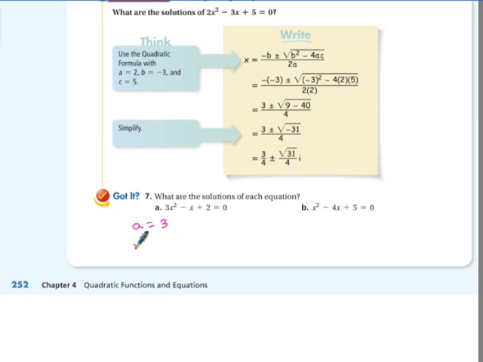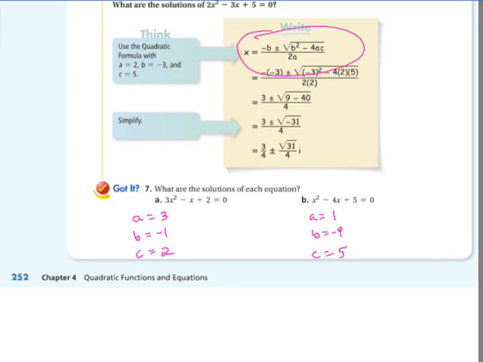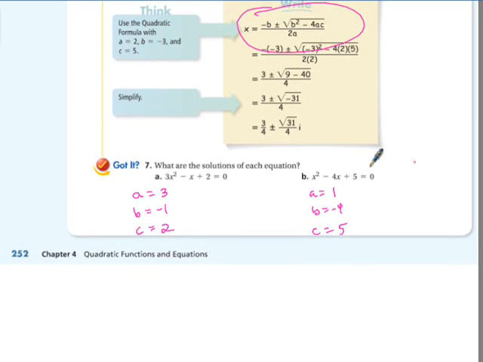So a equals 3, b equals negative 1, c equals 2 for 7A, and we'll even do B while we're here. a equals 1, b equals negative 4, and c equals 5. So we're going to use the quadratic formula, which we worked with on the first part of Unit 4, or Chapter 4. So we're going to set up our equations.